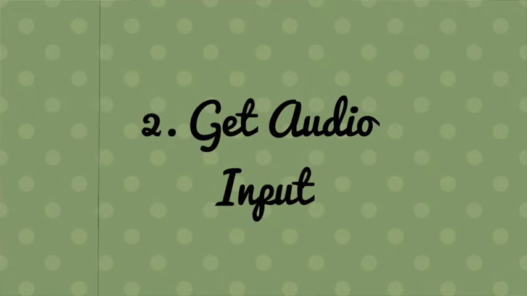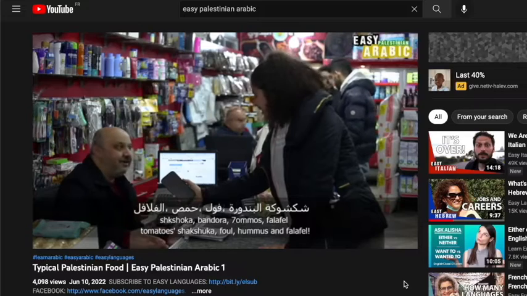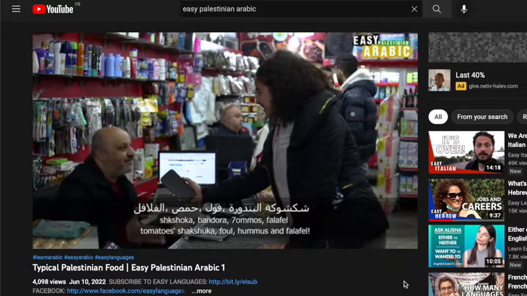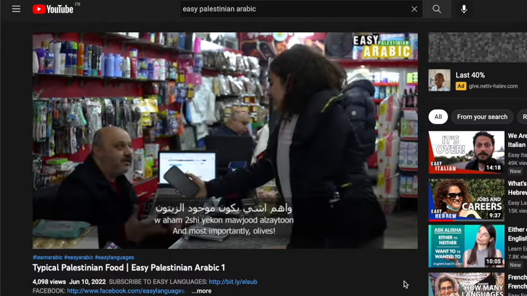The second tip, which is actually a really important tip, especially for a language like Arabic, is get audio input. Obviously there are the usual culprits such as Easy Languages, who do have a series in Easy Arabic, which is mostly a mix of Egyptian and Levantine Arabic to my knowledge. I do think they have one episode where they actually have Tunisian Arabic, which I think I watched once.